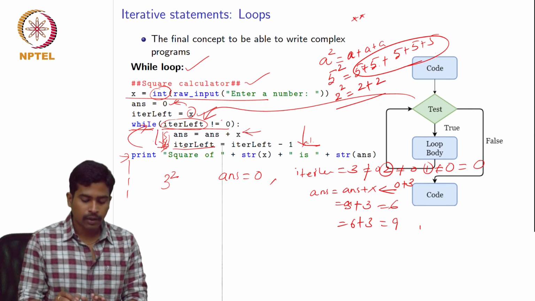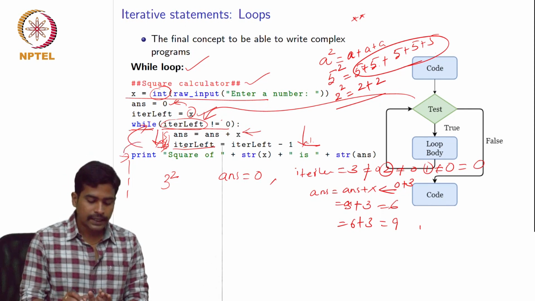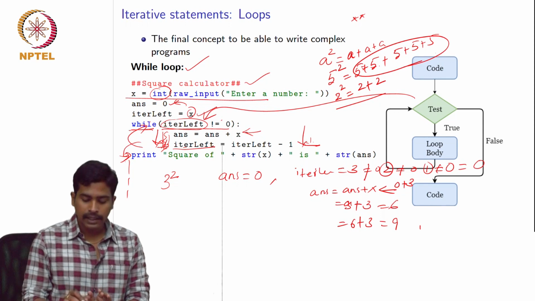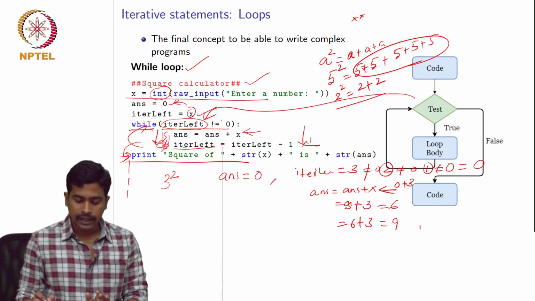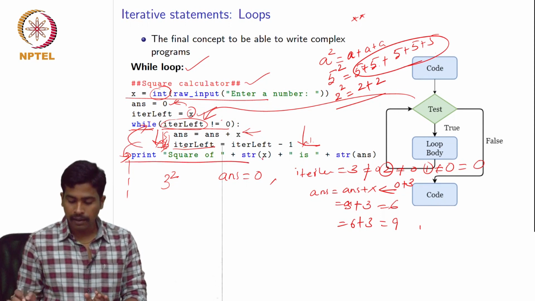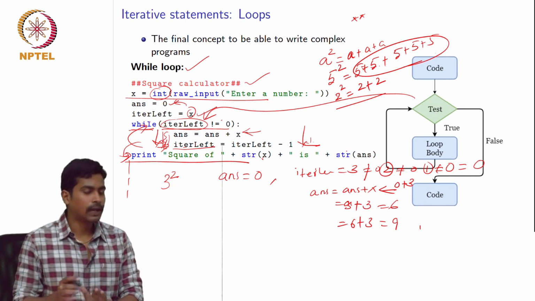So now we do not go into this loop, we exit it and then we directly come to this statement. Here we print the square of, we converted x to a string, so and so number is so and so. So this is how a while loop works.